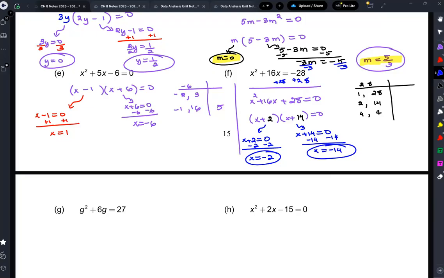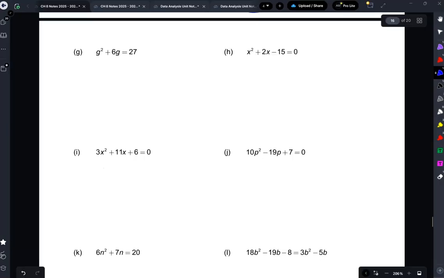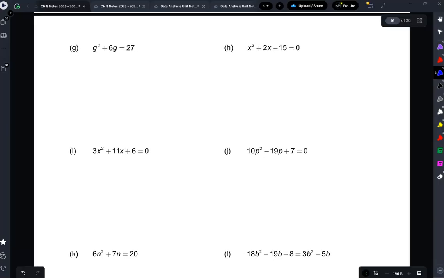What do you think? Did I do that right? Yes? Okay, so now you have, in this next page, a whole sheet of these. Before we do anything, we're going to see what would be the first thing to do in each of them. So for G, what would be the first thing to do for that one? Subtract the 27. Okay, we're not going to do it yet.